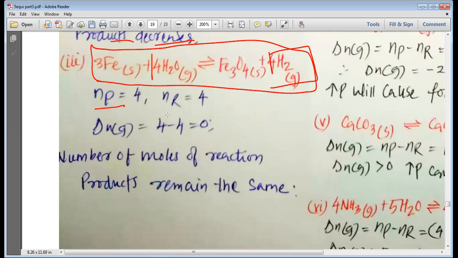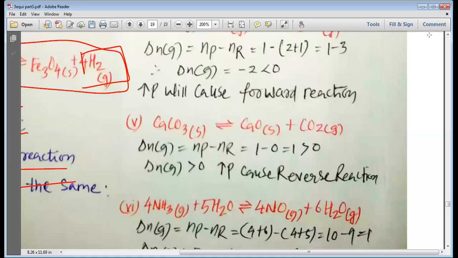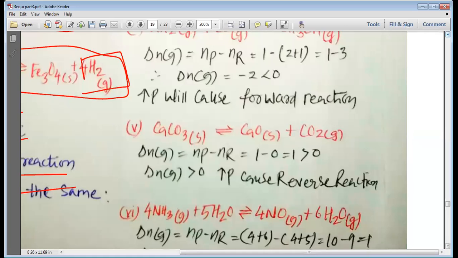So NP is equal to 4 and NR is equal to 4, and therefore delta N gas is equal to 0. And when delta N gas is equal to 0, my dear students, there is not at all any effect of pressure in this case.